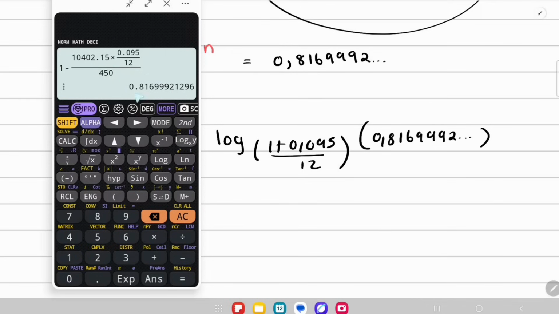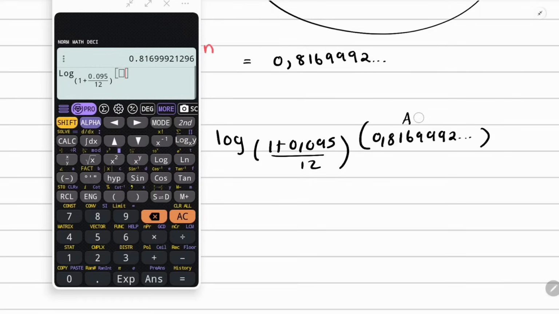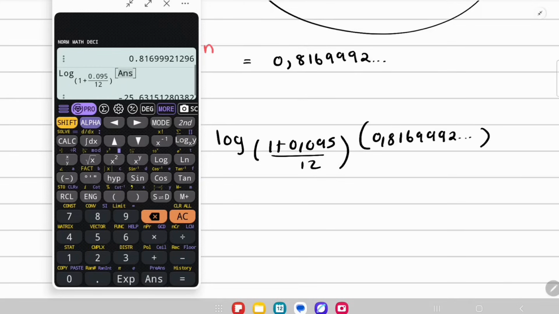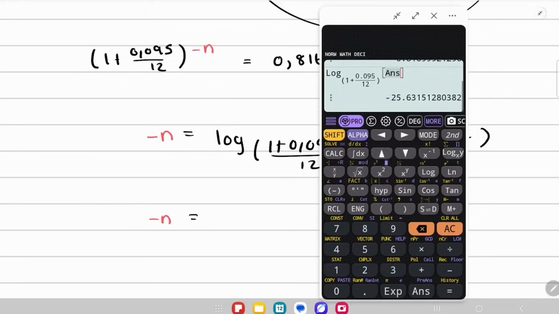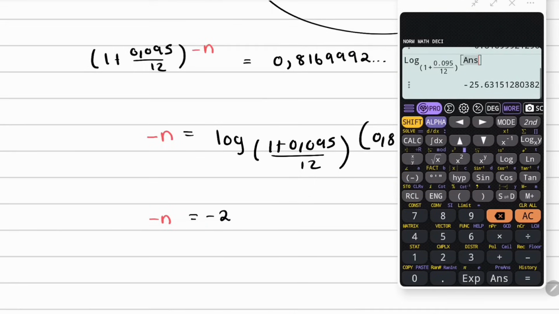On your calculator, it's going to be recorded in ans. So you might as well just go log and then put down that base, which is 1 plus 0.095 over 12. Then I'll close that bracket, and in place of that, I'm going to put down ans. So I'm going to use that ans button, and there we go. That's our full answer.